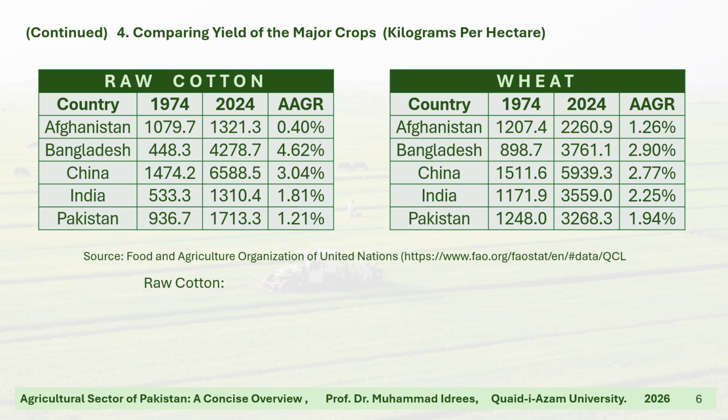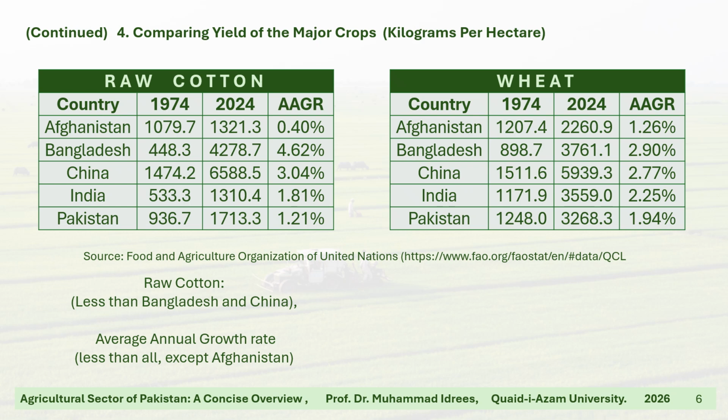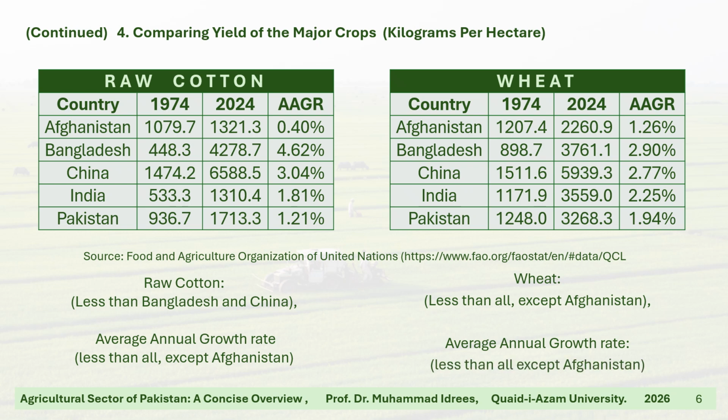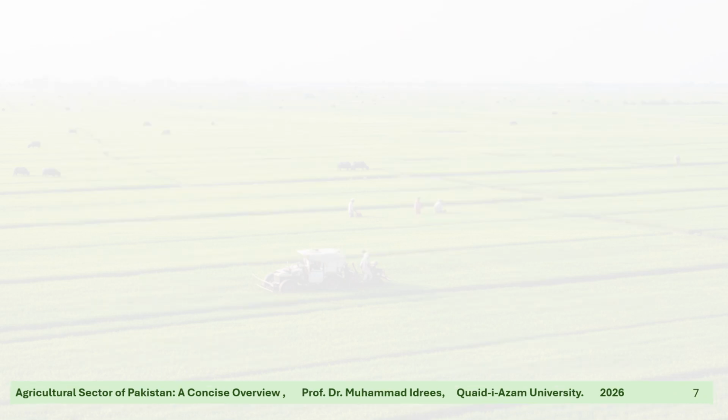Looking at the statistics of raw cotton, in 2024 the per hectare yield of Pakistan is less than Bangladesh and China. Average annual growth rate is less than all the countries except Afghanistan. And if we look at the statistics of wheat, the per hectare yield in 2024 is less than all countries of the region except Afghanistan, and average annual growth rate is again less than all except Afghanistan.